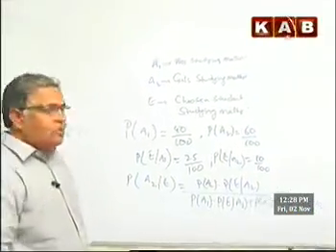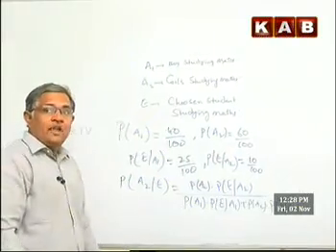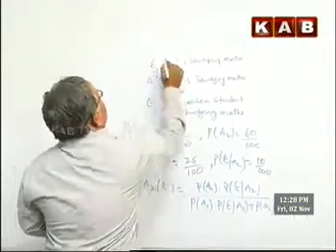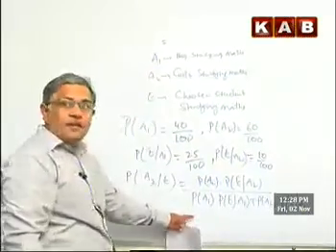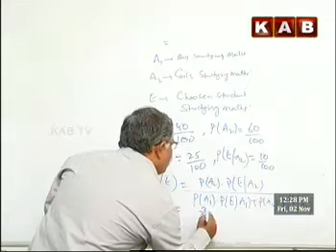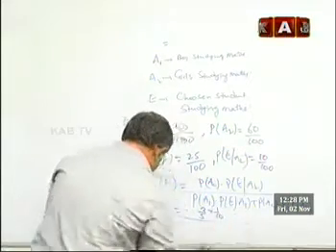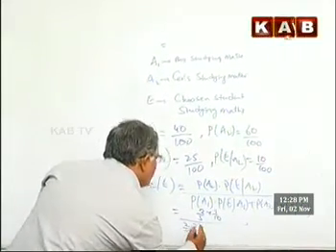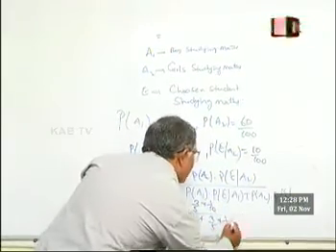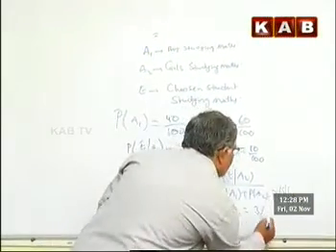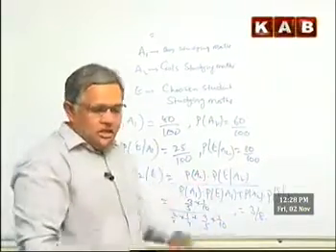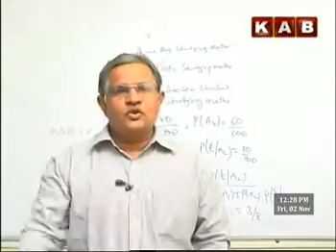Okay. Now we have to substitute the values and simplify. Now here, what are the values here? 3 by 5 into 1 by 10 divided by 2 by 5 into 1 by 4 plus 3 by 5 into 1 by 10, which amounts to 3 by 8. This is one of the applications of the Bayes theorem. We will see one more question.